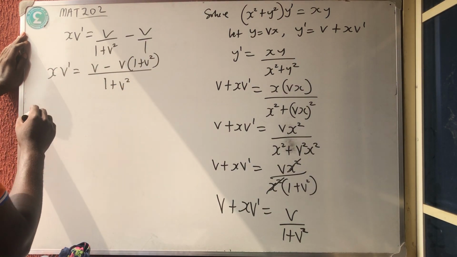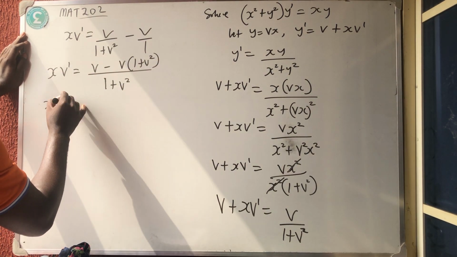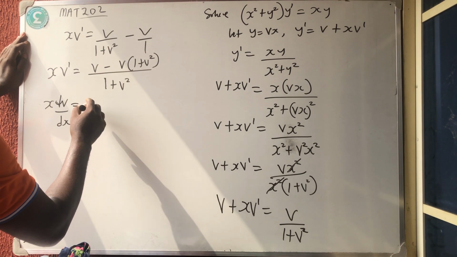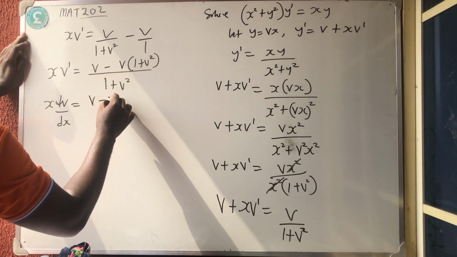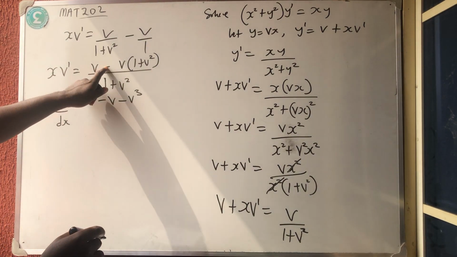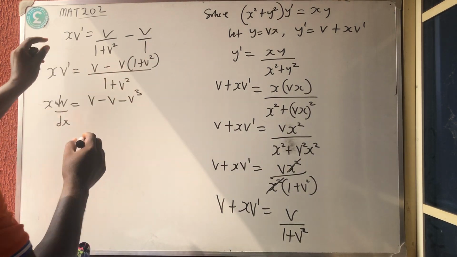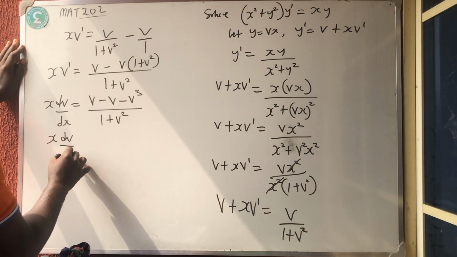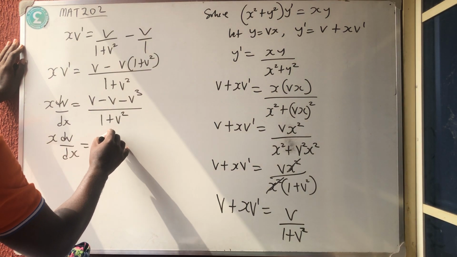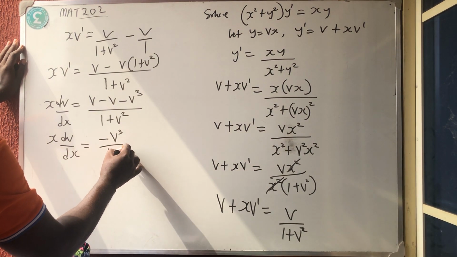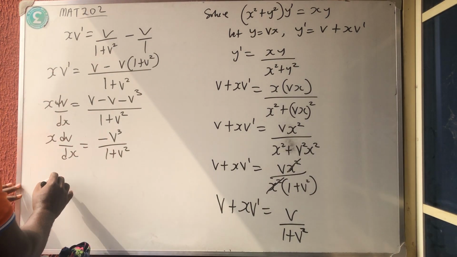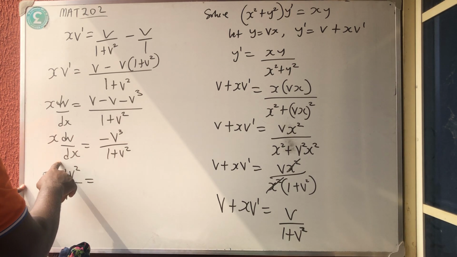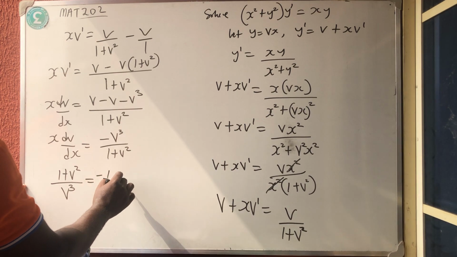So what am I having? v prime will change to dv dx. So x dv dx is equal to v minus v minus v cube all over 1 plus v squared. This minus this is gone, so I'm having minus v cube all over 1 plus v squared. So it is separable. If I separate, I'm having (1 plus v squared) all over v cube dv is equal to minus 1 over x dx.